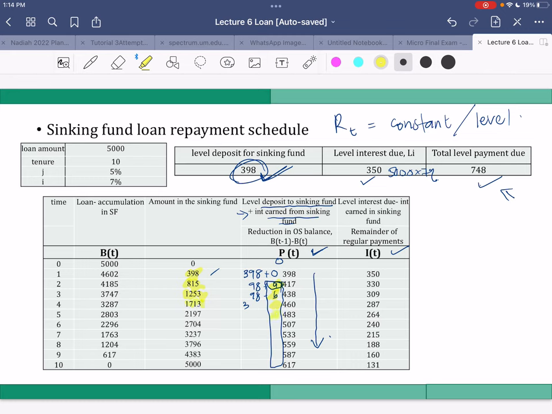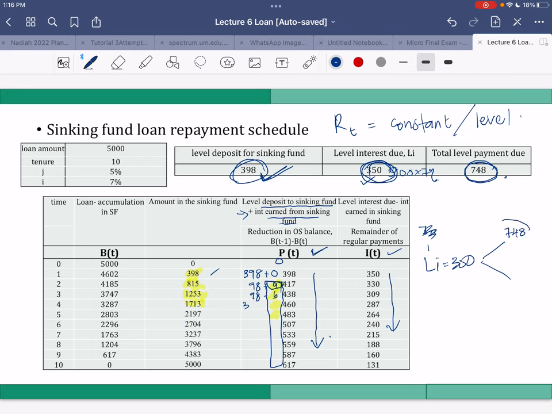So the IT also will reduce. What is IT again? IT is not the interest due, because the interest due is flat, 350. It is the interest that comes from the regular payment, the interest that comes from this 748. So LI, or 350, comes from two components. It comes from this 748: part of this 748 will go to interest payment, and partly it comes from the interest earned from the sinking fund.